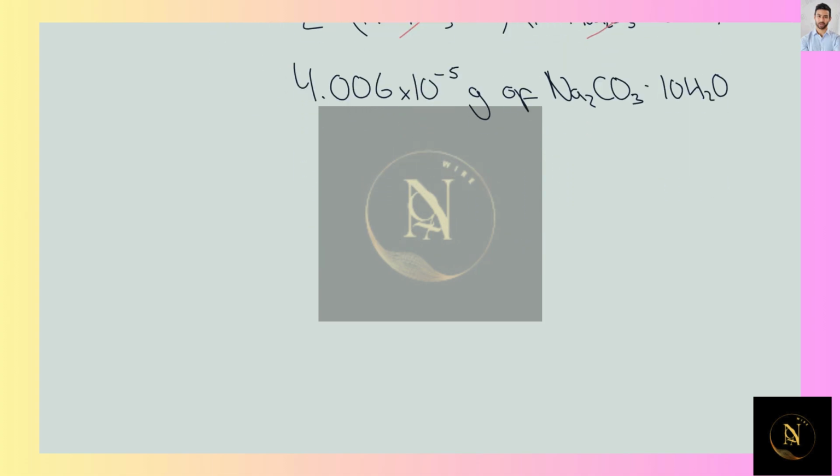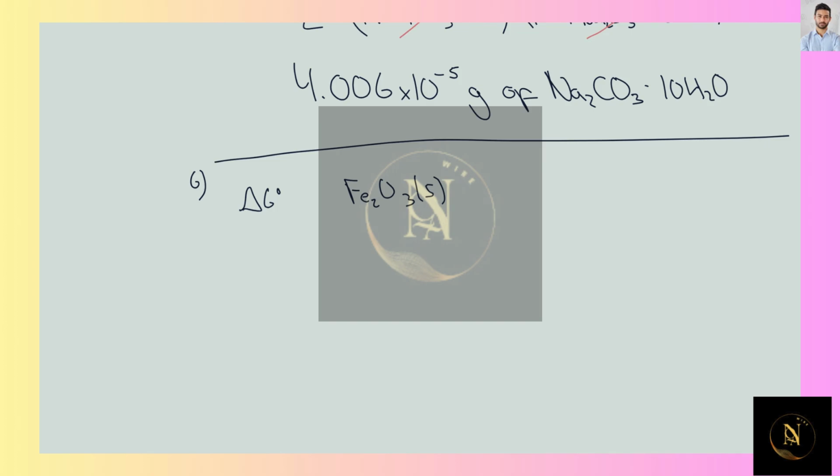Now, for the next question, we want to get the delta G. So, question 6. We want to get the delta G naught for the reaction Fe2O3, iron oxide, plus 2 equivalents of aluminum, which is going to produce aluminum oxide plus 2 equivalents of iron. So remember that delta G naught of reaction is equal to the sum of the delta G's of the products minus the sum of the delta G's of the reactants, and each of them needs to be multiplied by the stoichiometric coefficient.